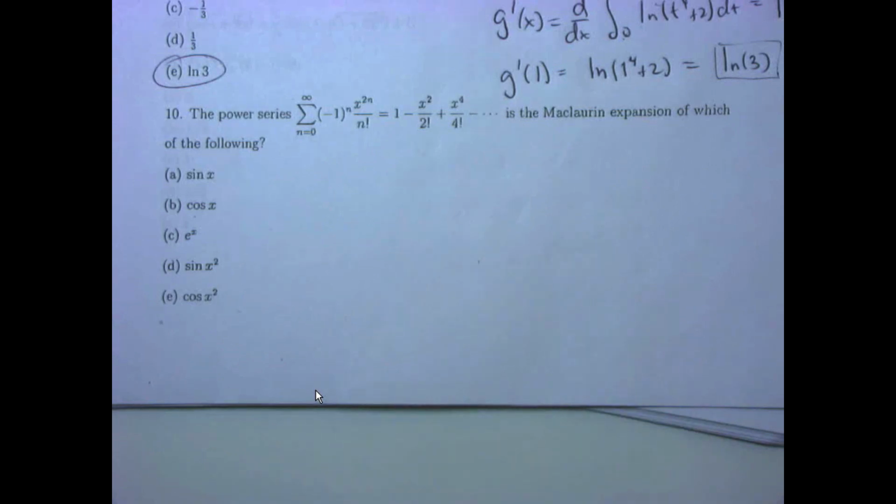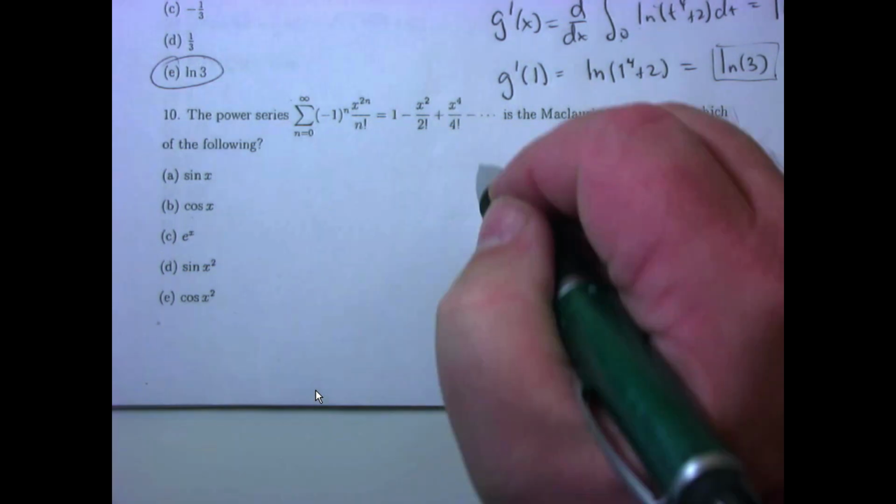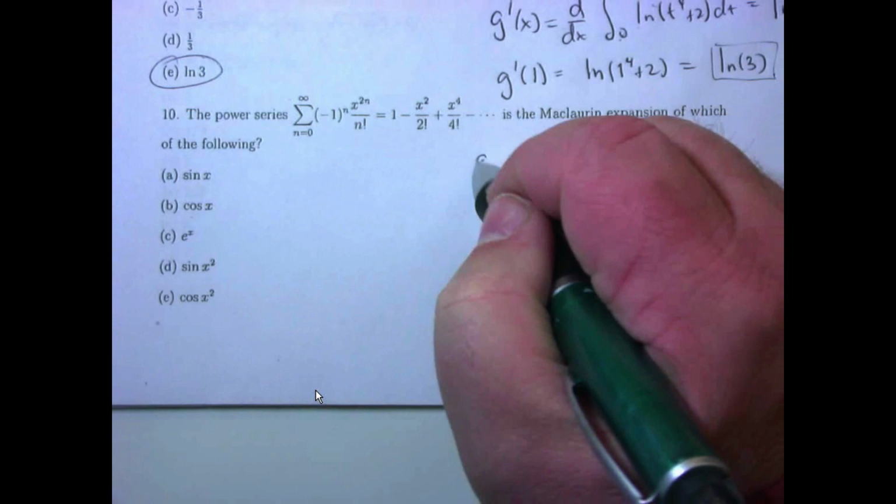Now, this is pure memorization. If you don't have it memorized, what you could do is actually do the Maclaurin series for each one of these things and then figure out which one it's going to be, but that's going to take you a while. This one was supposed to be free points for people who have it memorized. So let's see what you guys have memorized here. Let's start with one of these guys.